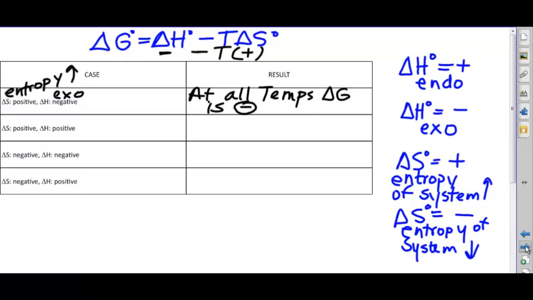Let's do the bottom one. If the reaction's endothermic, if delta H is positive, and delta S is negative. So if we are absorbing heat and our entropy is going down, we don't have either factor met. We need to be exothermic or increase our entropy to be spontaneous, to have a negative delta G. So if delta H is positive and our entropy is decreasing, so our delta S is negative, then what's the sign of delta G?